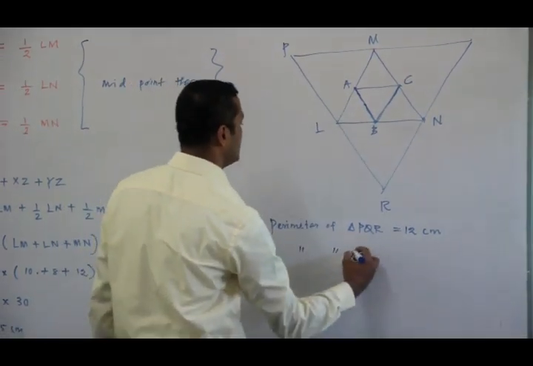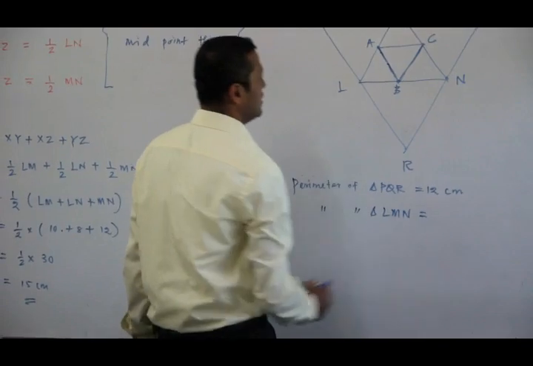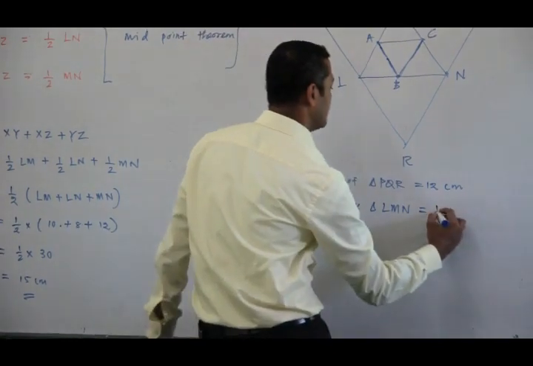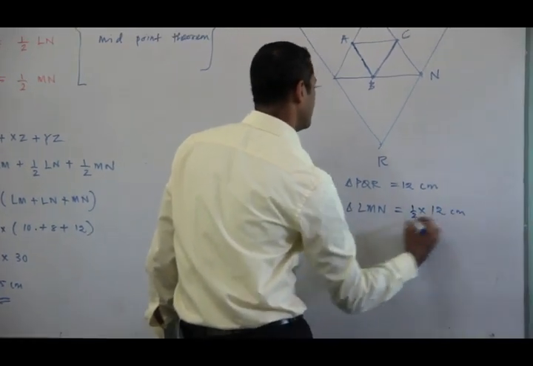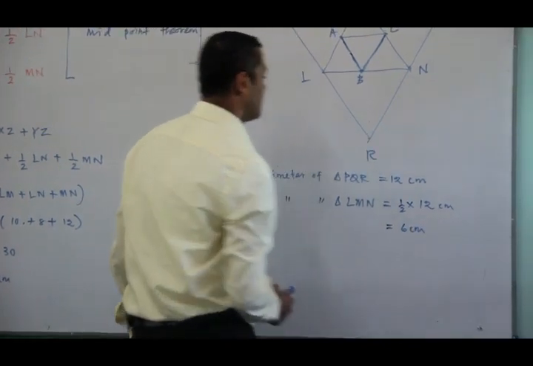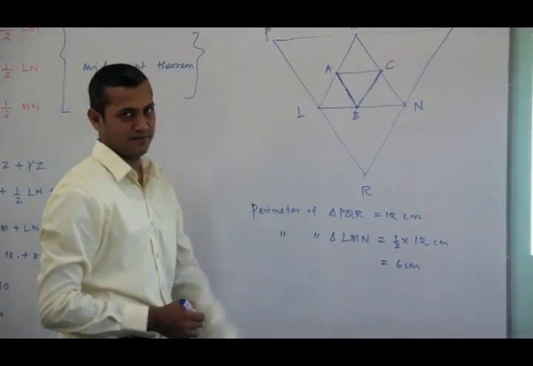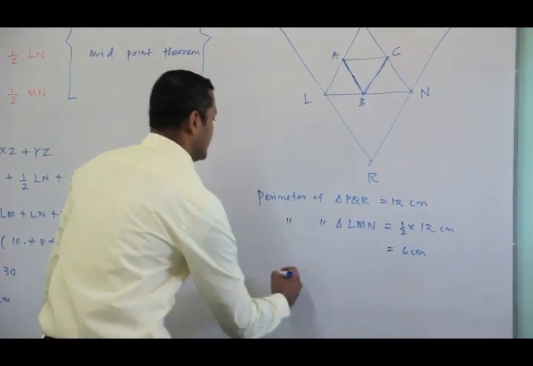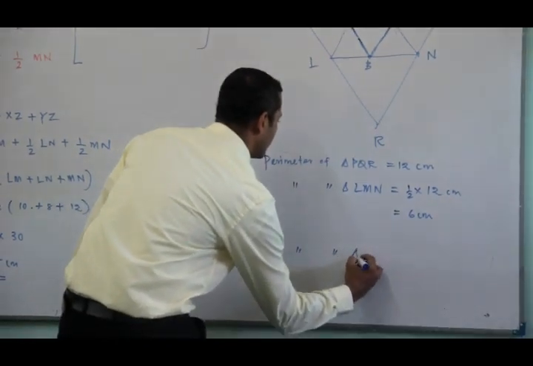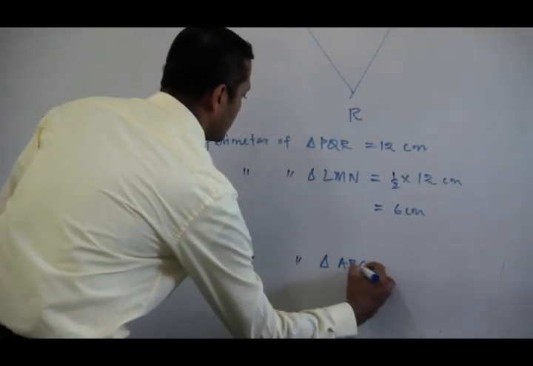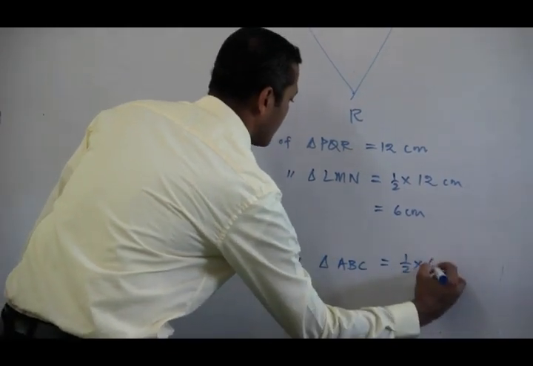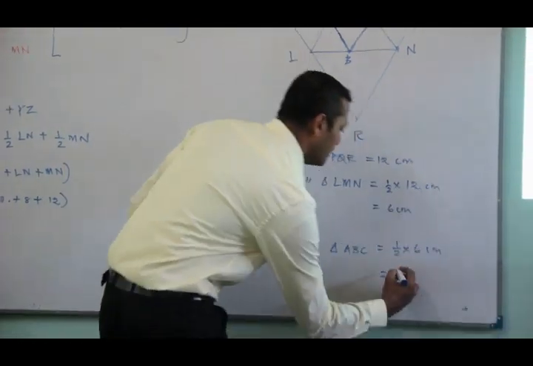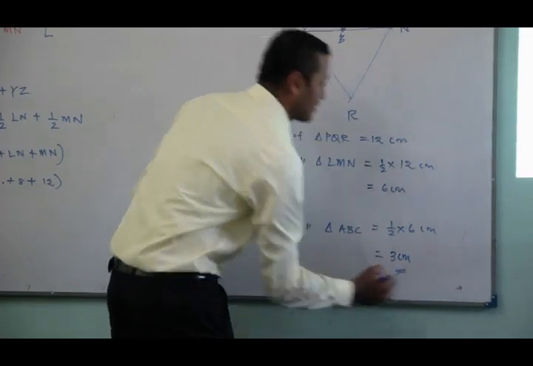Now, what is the perimeter of triangle LMN? It is going to be half of the perimeter of PQR. Then you can write half into 12. That is equal to how much? 6 centimeter. Then triangle ABC. Again, it is going to be half of what? The perimeter of LMN. Is that clear? Then I am going to write perimeter of triangle ABC. That is again half of this triangle. Half of the perimeter of this LMN. So what is the answer? 3 centimeter. Is that clear?